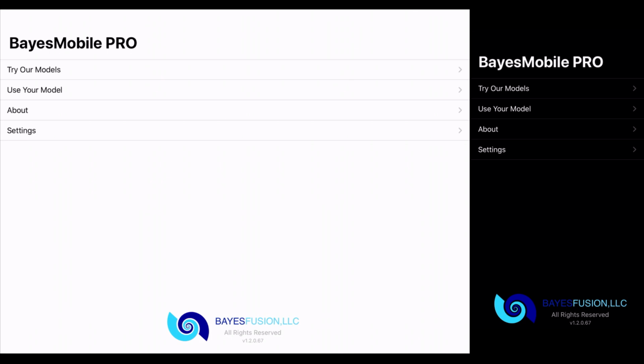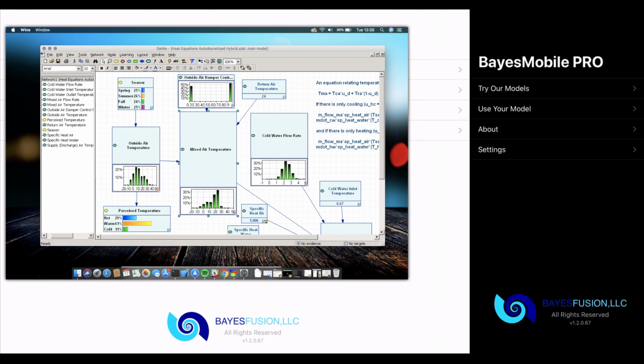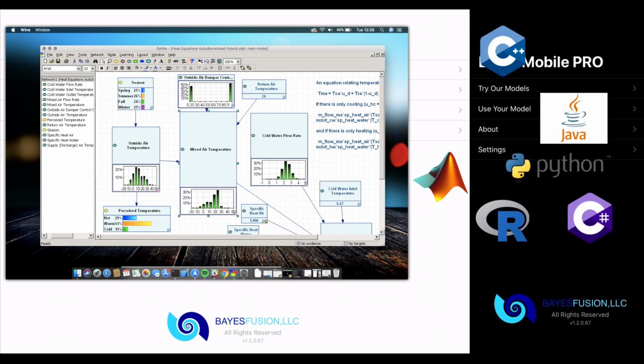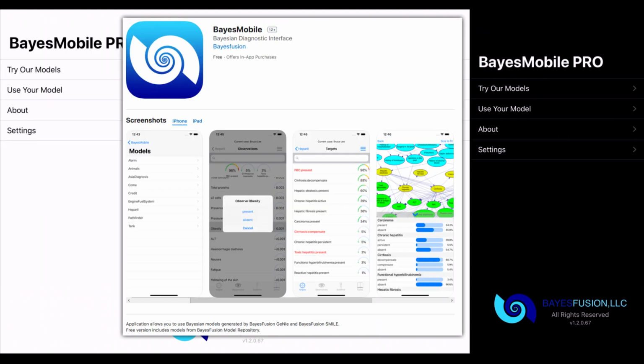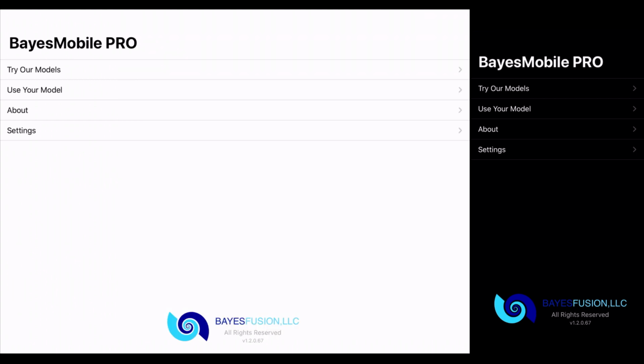After watching this video, you will be familiar with the basic functionality of BayesMobile. BayesMobile is a mobile application that allows you to use Bayesian networks created interactively in GeNIe or programmatically in Smile. BayesMobile is available in the App Store. The download link is included in the video description. The basic version of BayesMobile contains 3 models, created by BayesFusion and other authors.